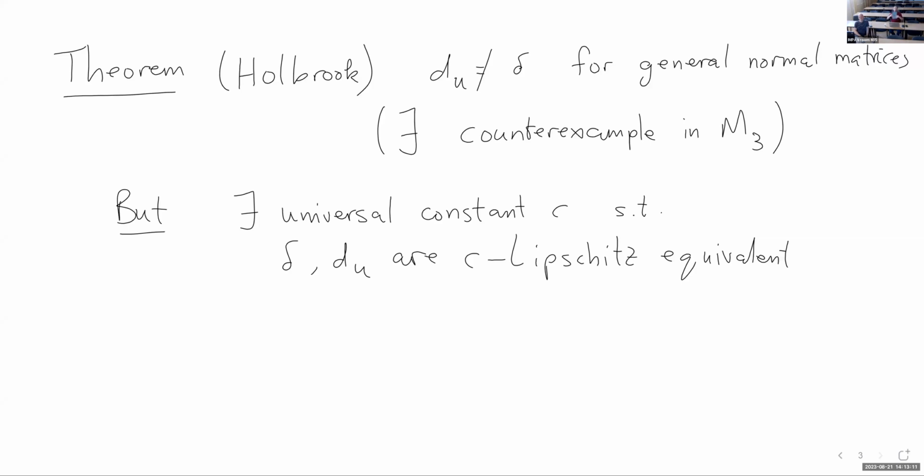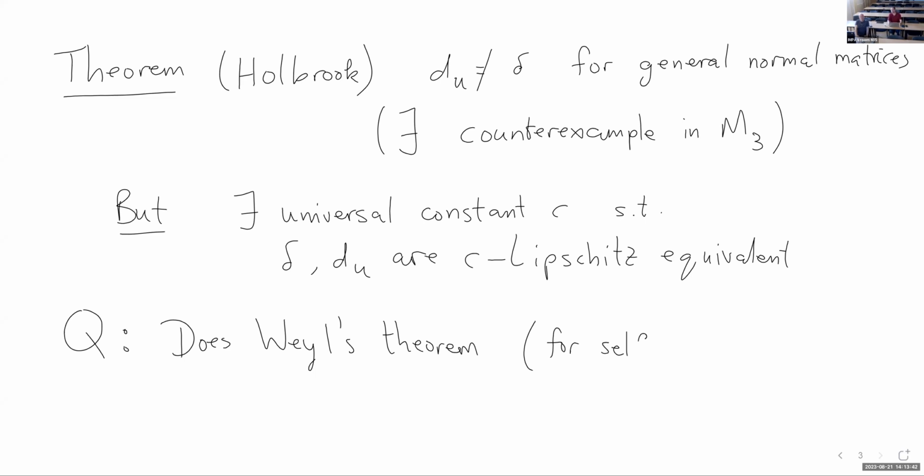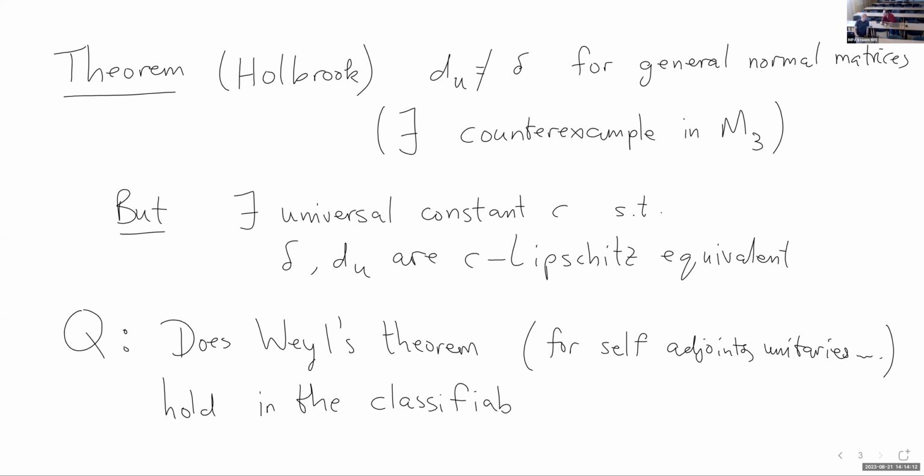All right. So this is all about things that are happening in the matrices. But now I would like to ask, can we postulate some version of Weyl's problem in the setting of classifiable C-star algebras? So this Weyl's theorem for self-adjoints or unitaries or whatever class it might hold for. Does some version of it, which we'll discuss, hold in this classifiable category?